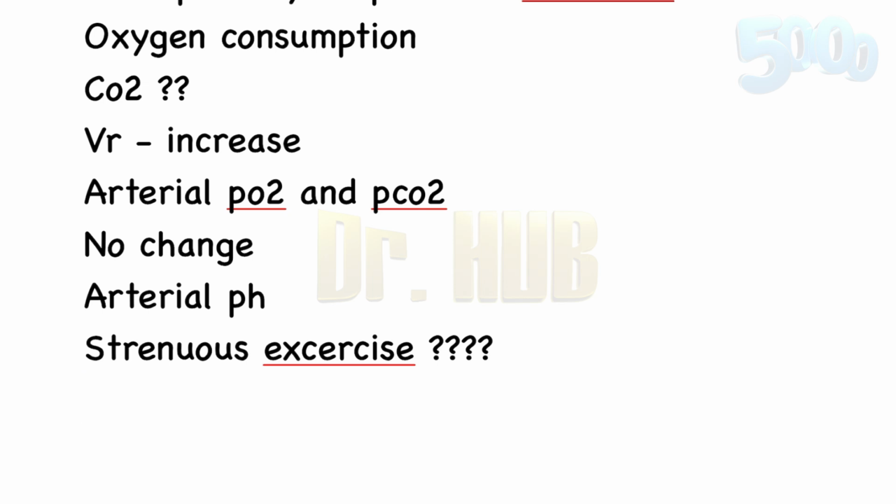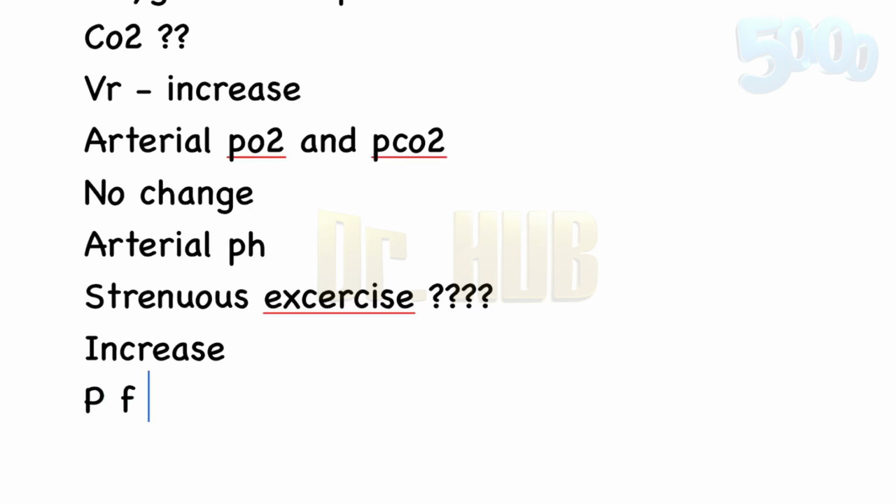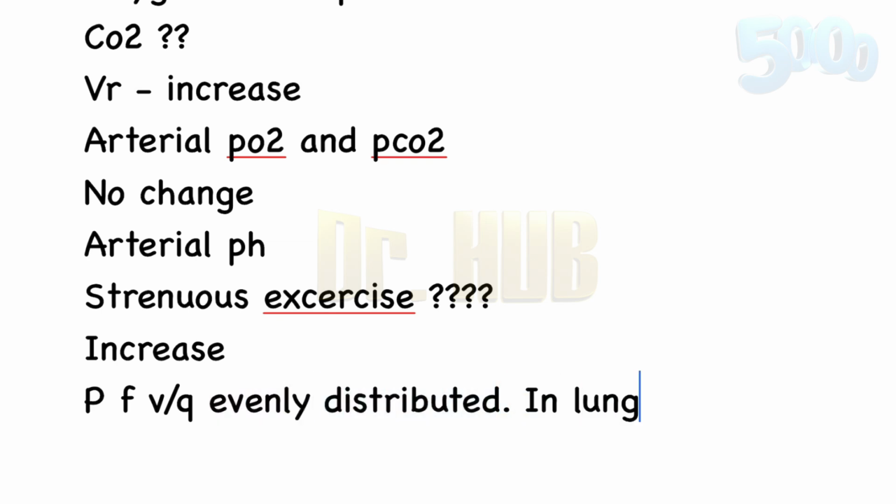Then venous PO2. So what happens in the venous PO2? The venous PO2, there is increase, and pulmonary blood flow, PBF, also there is increase. Then V by Q ratio is more evenly distributed in the lung.